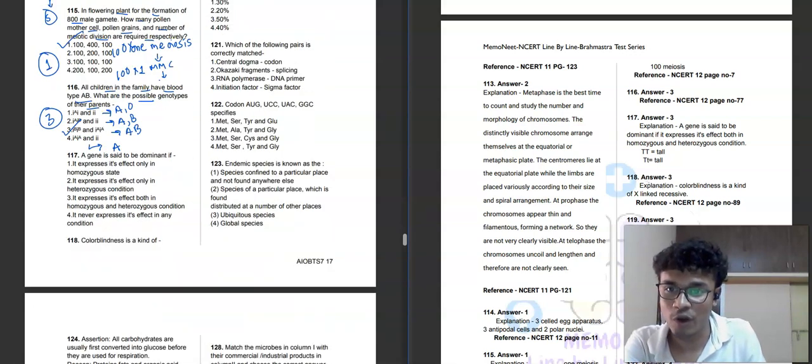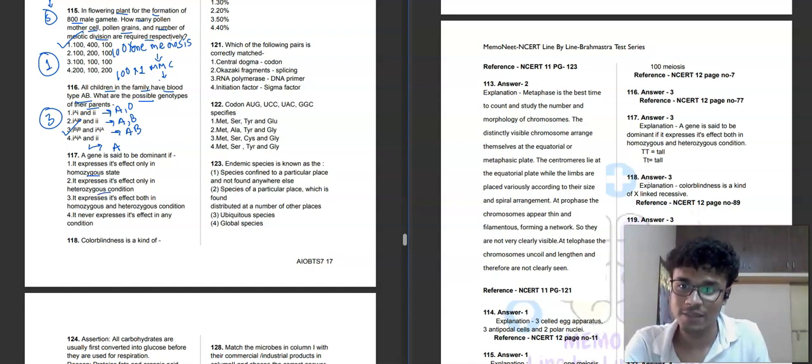A gene is said to be dominant if it expresses its effect only in homozygous state, or it expresses its effect only in heterozygous condition, or it expresses its effect in both homozygous and heterozygous condition, or lastly, it never expresses its effect in any condition. So third option will be the correct answer for this question.